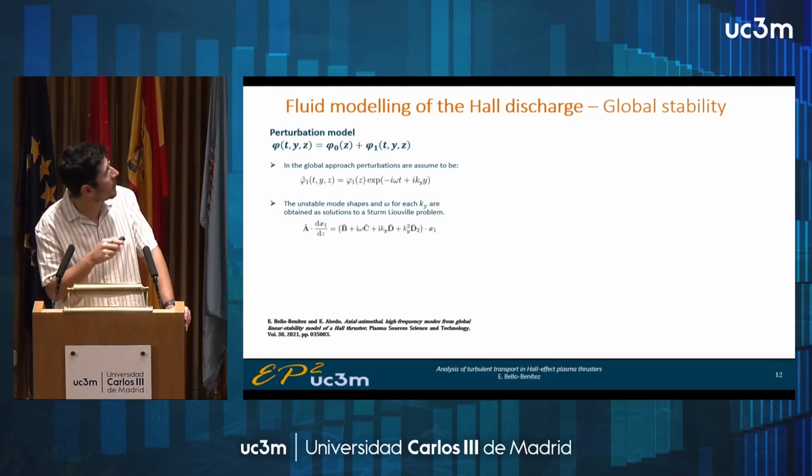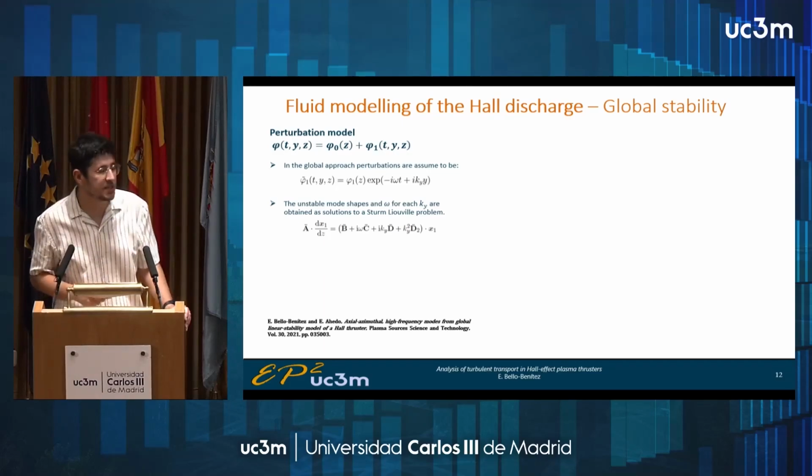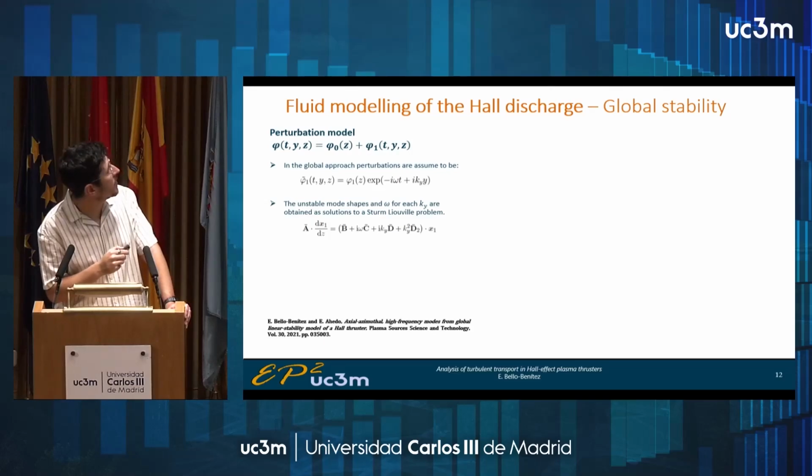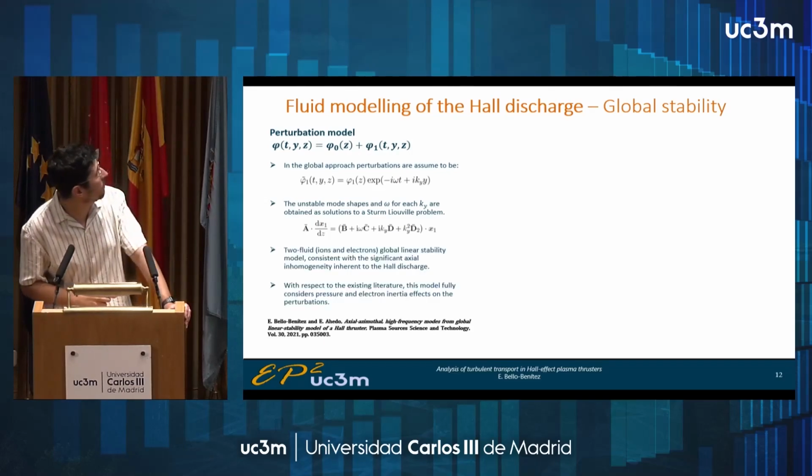And at the end, mathematically, we have to solve this kind of problem, okay? This is a system of linear, homogeneous, ordinary differential equations, and for each given azimuthal wave number, we obtain the complex frequency of the waves and also the modal shapes, okay?